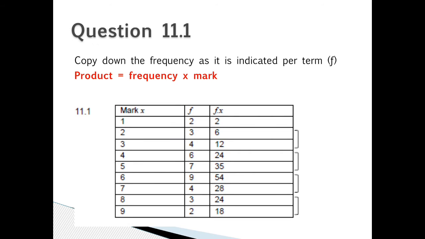So your marks were 1, 2, 3, 4, 5, 6, 7, 8, 9. Your frequencies for 1 was 2, for 2 was 3, for 3 was 4, for 4 was 6, for 5 was 7, for 6 was 9, for 7 was 4, for 8 was 3, for 9 was 2. You will then multiply the two in order to get the answers that are indicated. So you will have 2, 6, 12, 24, 35, 54, 28, 24, and 18.